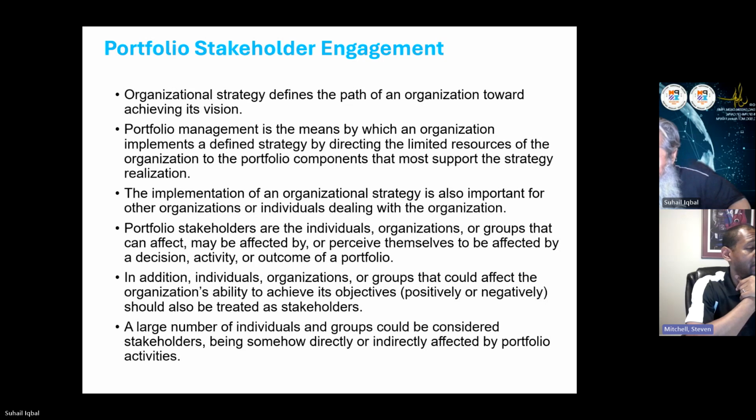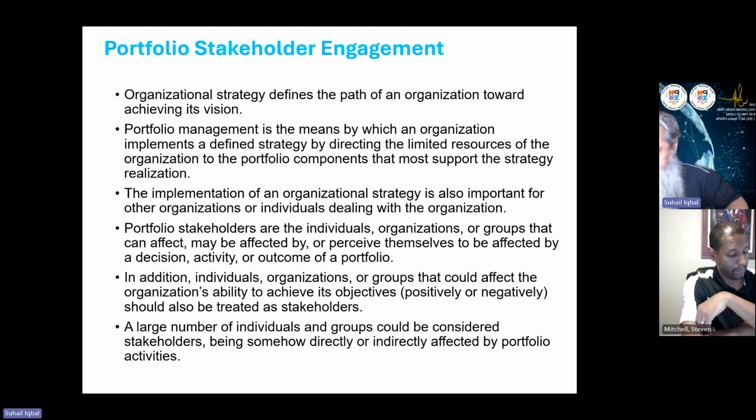Yeah, it could be anybody. But you see, they do not fit into the first two categories. They cannot affect our portfolio. According to our understanding, they cannot be affected by our portfolio. But they think that they can either affect or be affected by any decision, any activity, and any outcome of our portfolio. Such people cannot be ignored. They have to be classified as stakeholders.